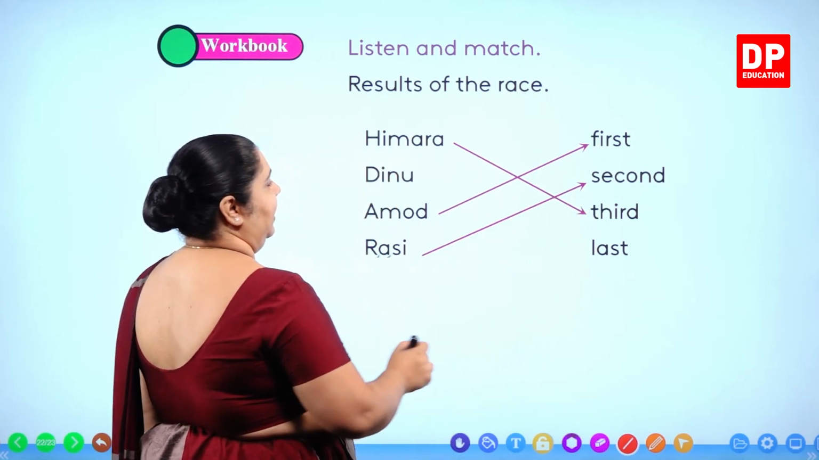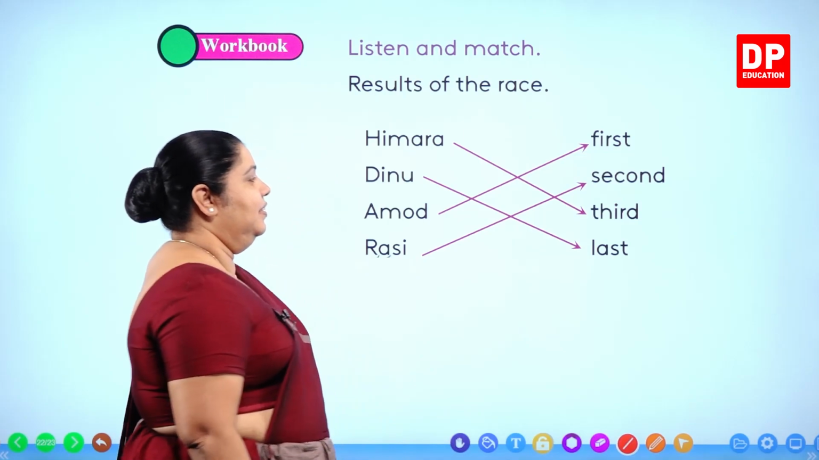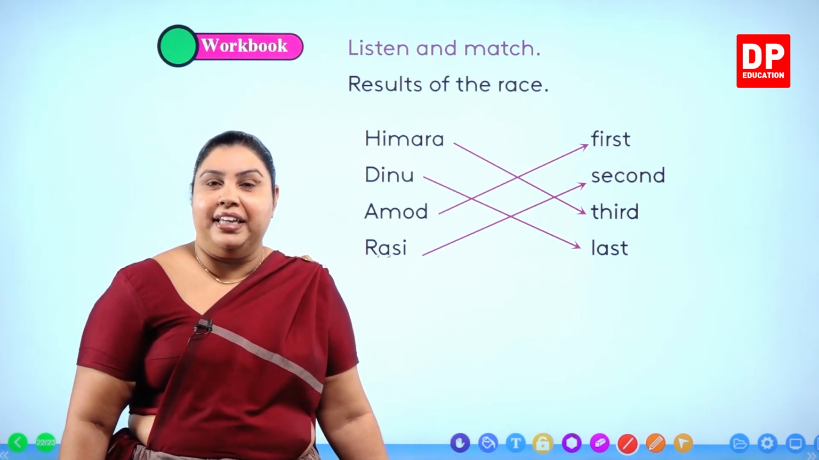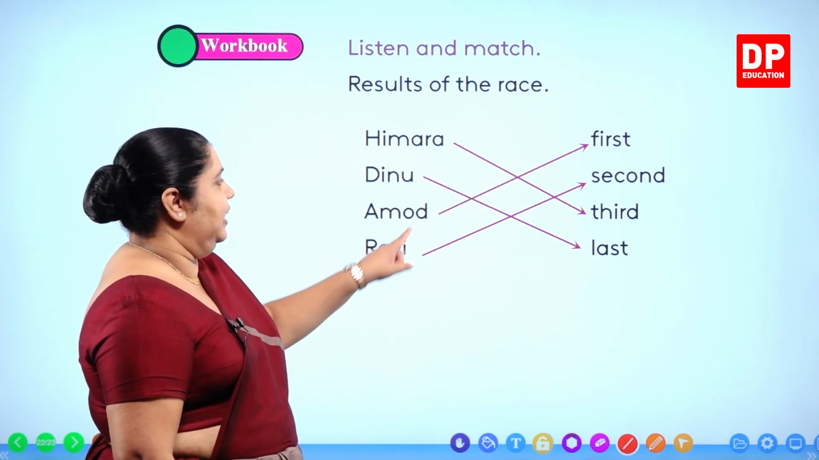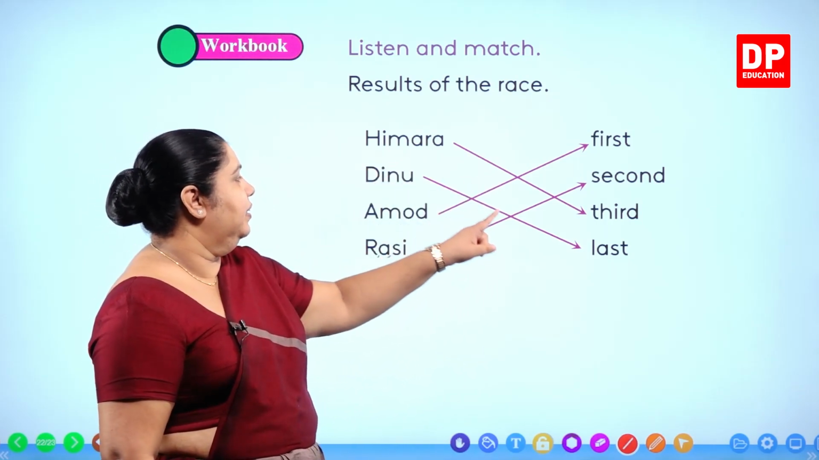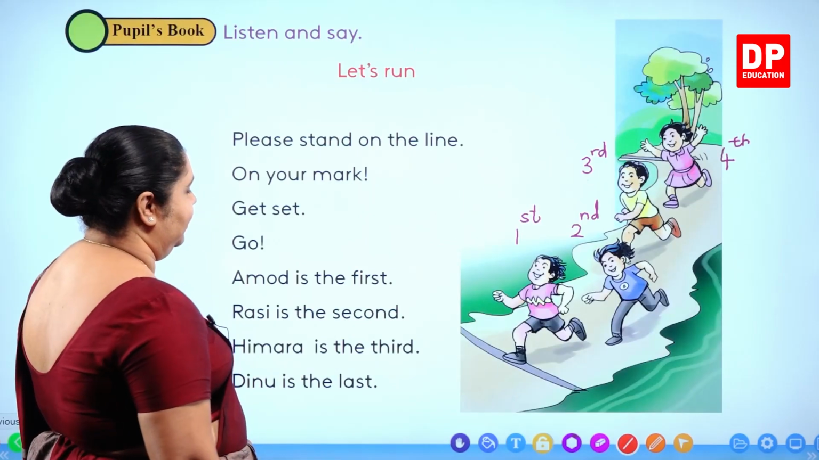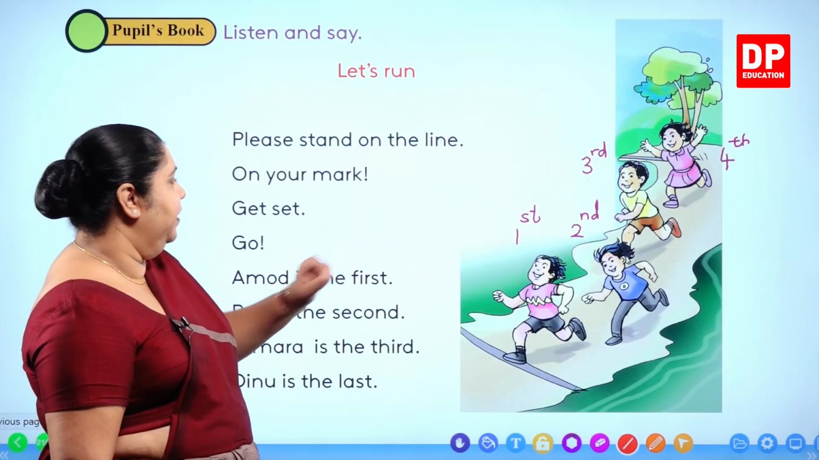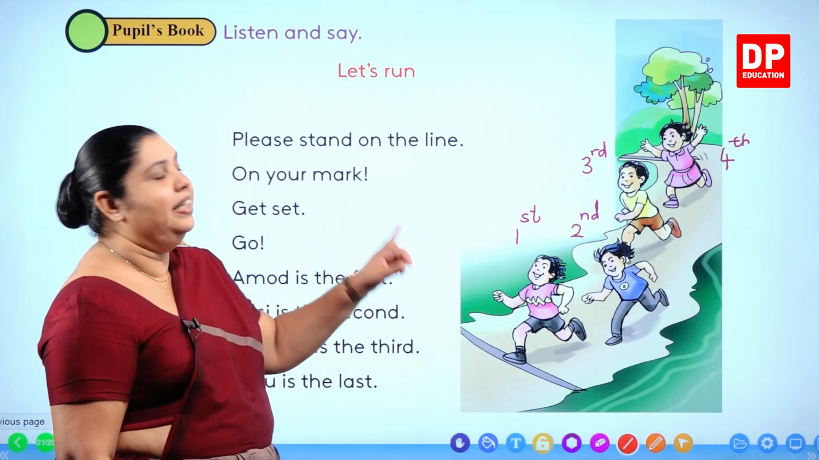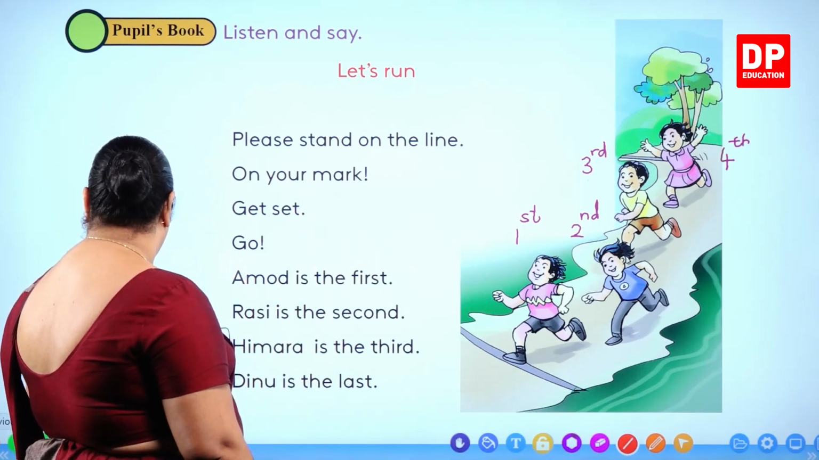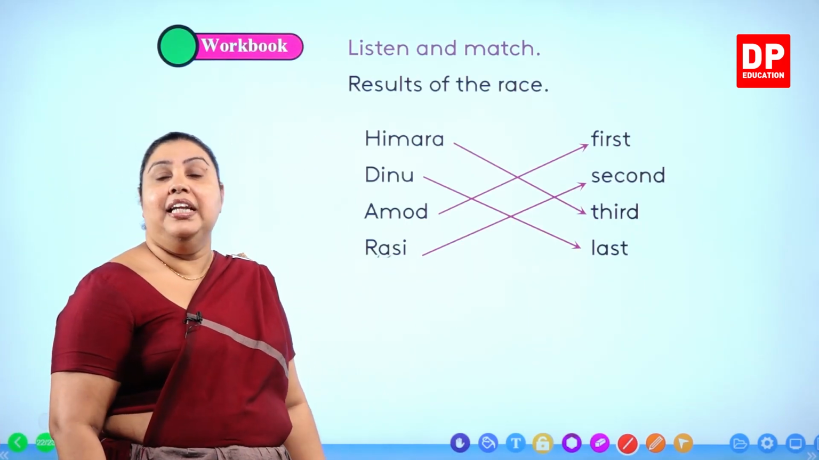And then we have Dinu as the last one. Okay, so shall we go back and check the results? Amod first, Rasi second, Himara third, and Dinu last. Is that right? Shall we just check? Amod first, Rasi second, Himara third, and Dinu last. Okay, so we have completed our first workbook activity like this.